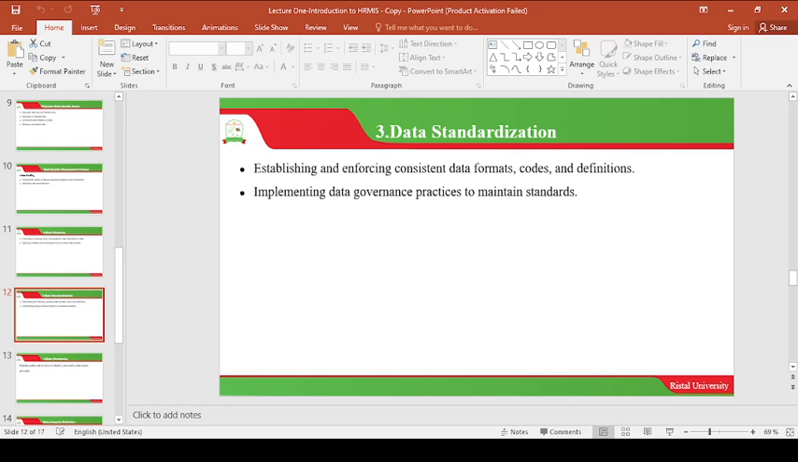Okay. Then implementing data governance practice to maintain standards. The data governance should also, in terms of the process of checking the data or verifying the data, that is the data governance practice. Okay, invite someone always to check, to cross check the data to make sure that the data is accurate before it is fed in the system.